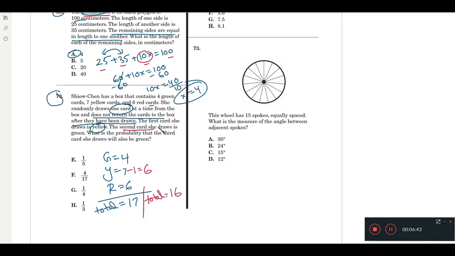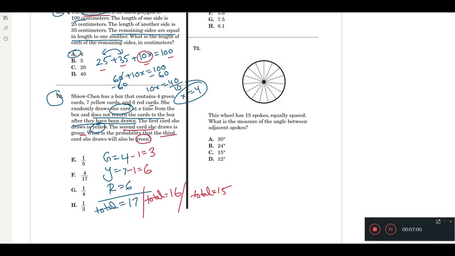Now the second card she draws is green. Oh wow! So now she's taking out a green. So minus 1. So 4 out of 16, and the new total is then 15. Now what is the probability that the third card she draws will also be green?